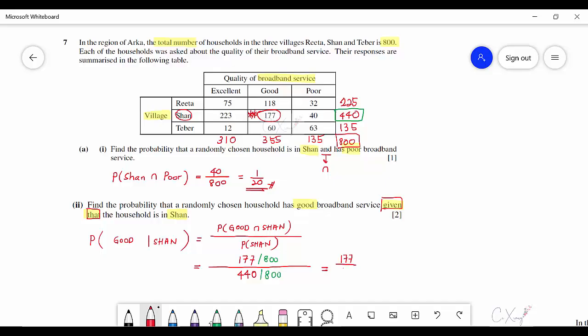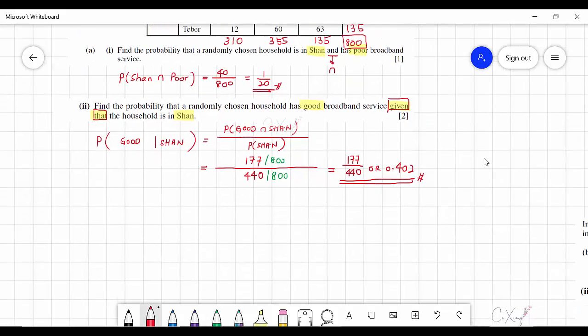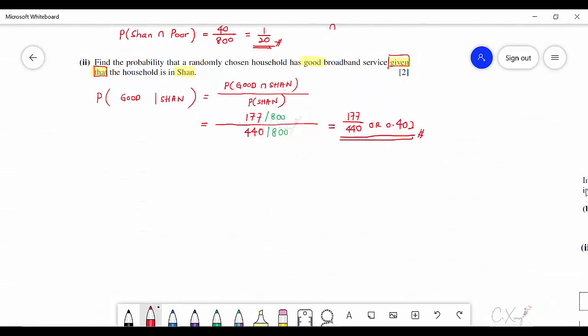Okay, if you want to keep it in the fraction form, this is the final answer for fraction form, or you can change it to three significant figures, which is 0.402. Okay, right, so this is what you have for 7a part 2. Okay, then we continue to question number B, 7b.